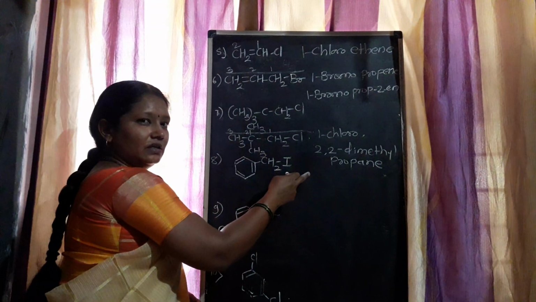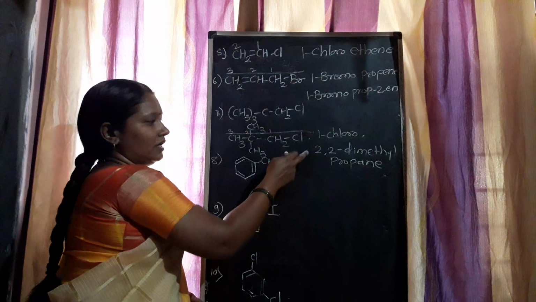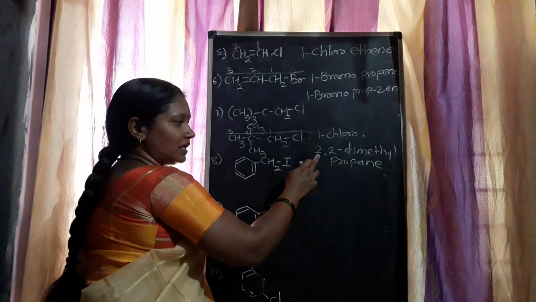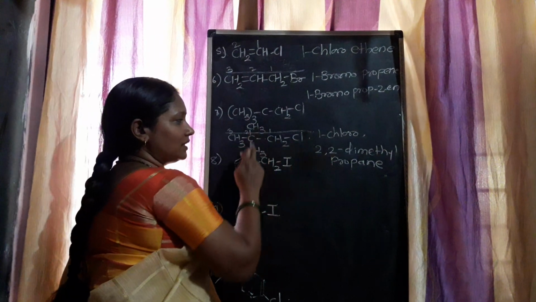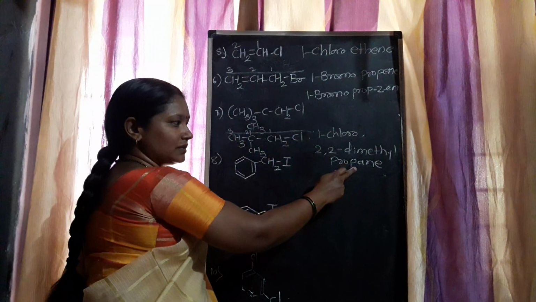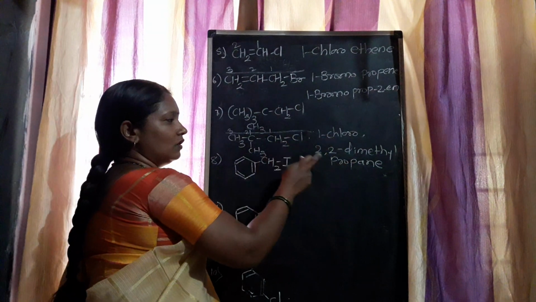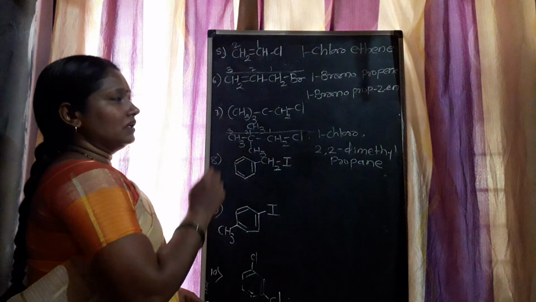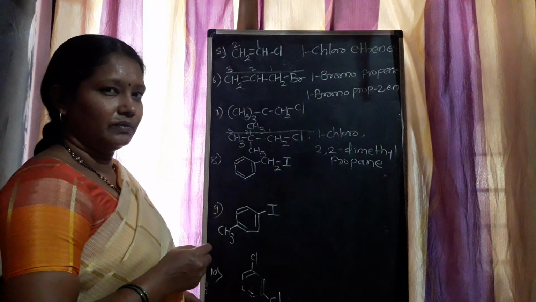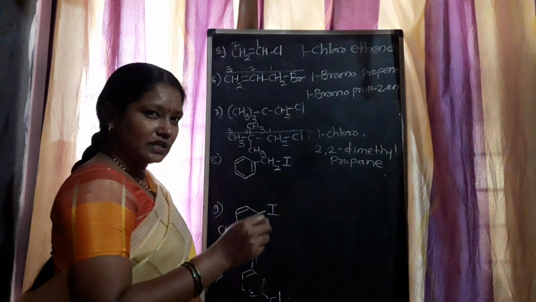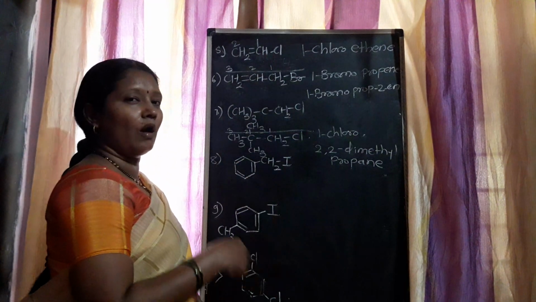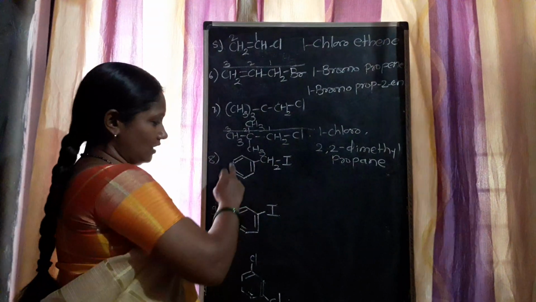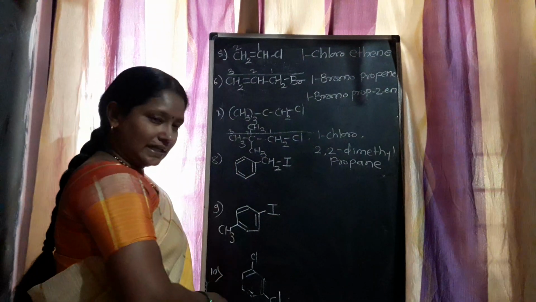IUPAC name, you can study the IUPAC rules. If the two substituents are the same, then the number is written two times: 2,2-dimethyl, and in the long chain three carbon atoms are present, propane. 1-chloro-2,2-dimethylpropane. Now this is the halogen derivative, meaning one of the hydrogen atoms from aliphatic or aromatic is substituted by the halogen atom. Now here are the aromatic examples.